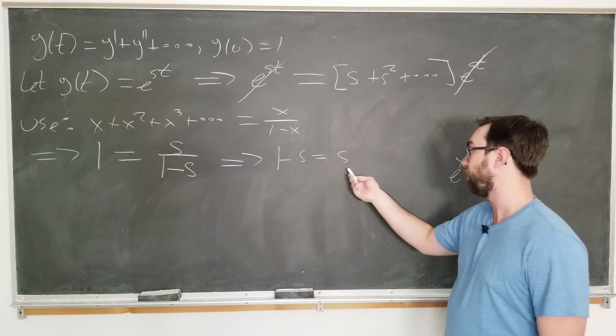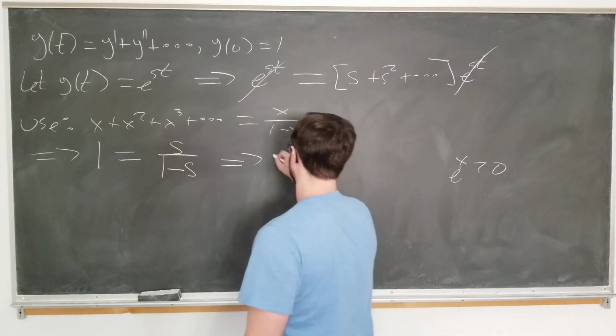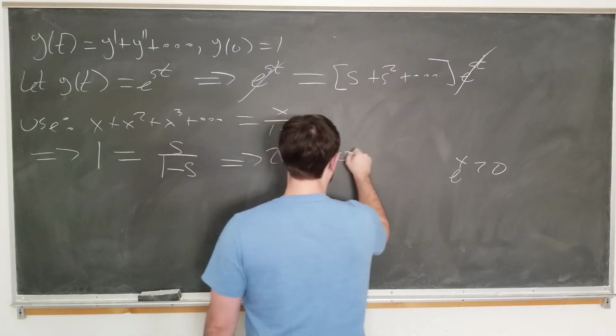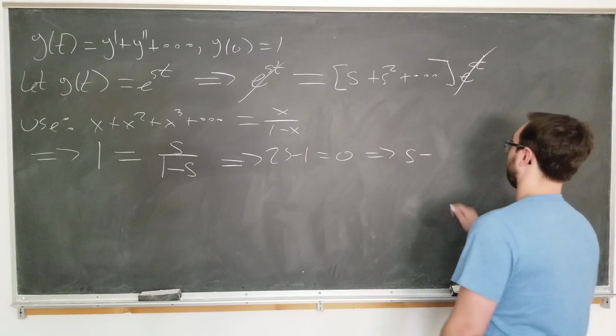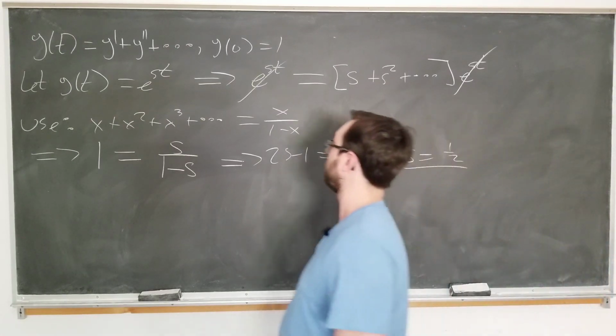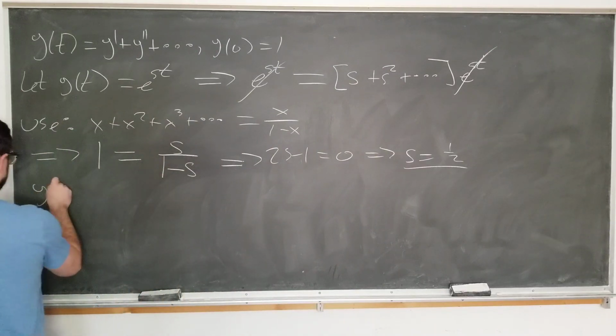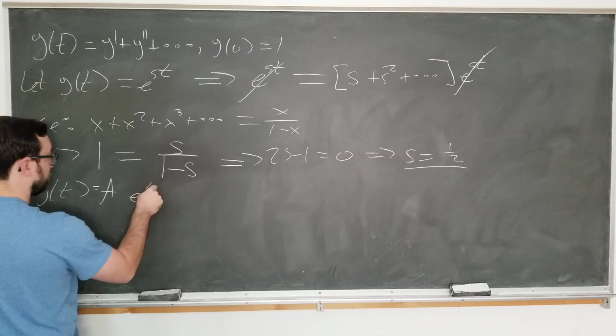Then we add s to both sides. So we get 2s minus 1 is equal to 0, or s is equal to 1/2, of course. So we've done it basically. We can now write our solution. So y of t is now some constant, e to the t over 2.